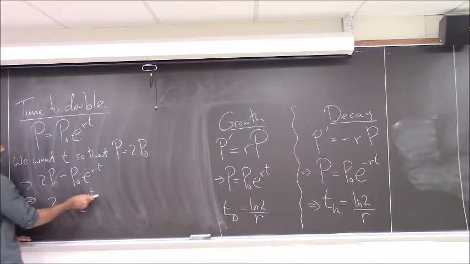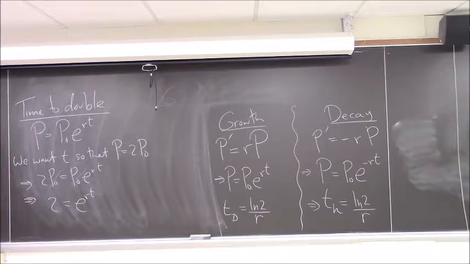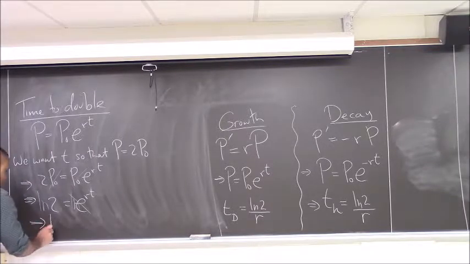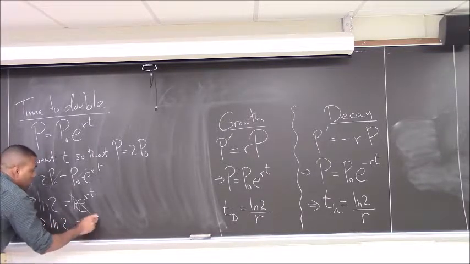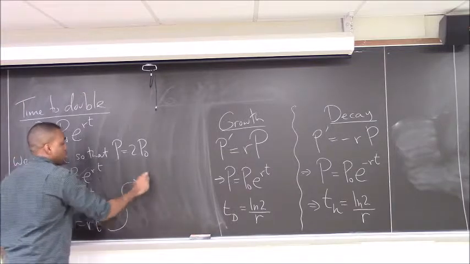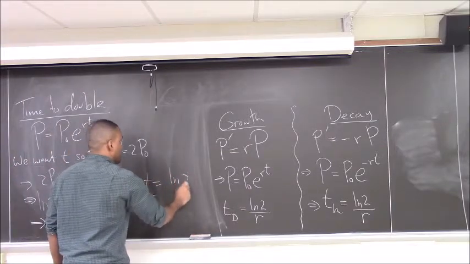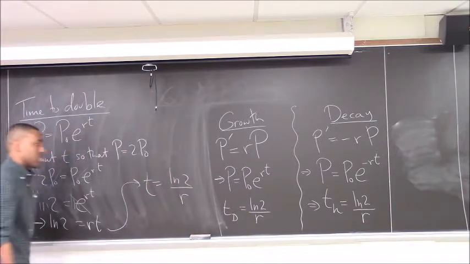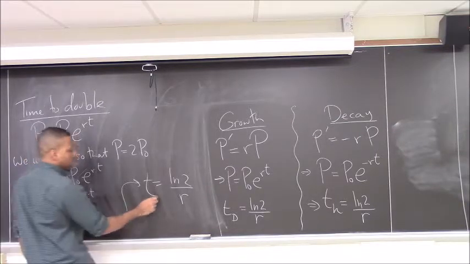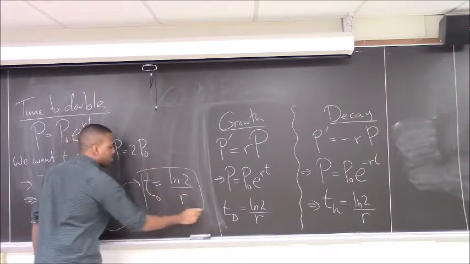I want to solve for time, the time to double. How do I solve for time? Take the ln of both sides. You can use logs to get rid of exponentials. So this gives us ln2 = rt, and therefore time is equal to ln2 over r. And that's the time to double. We call that t subscript d.